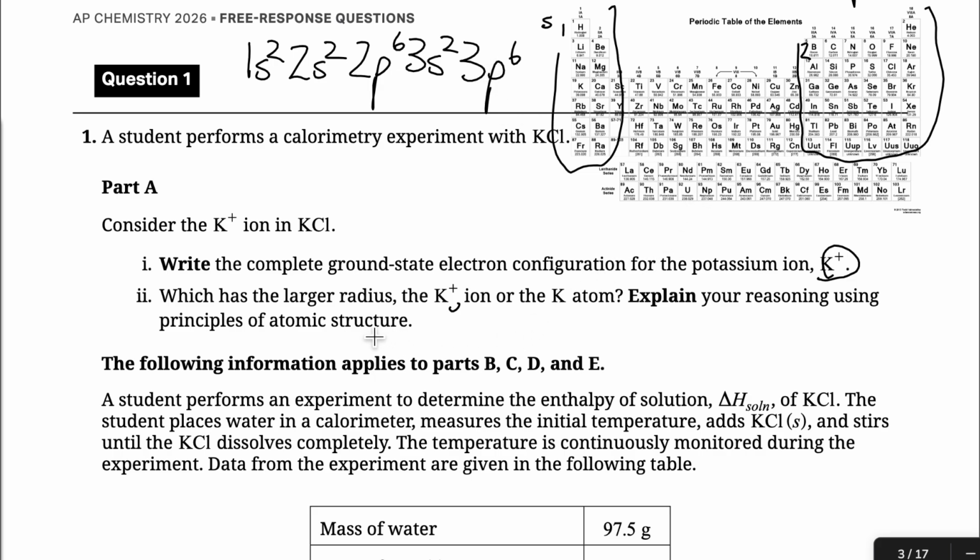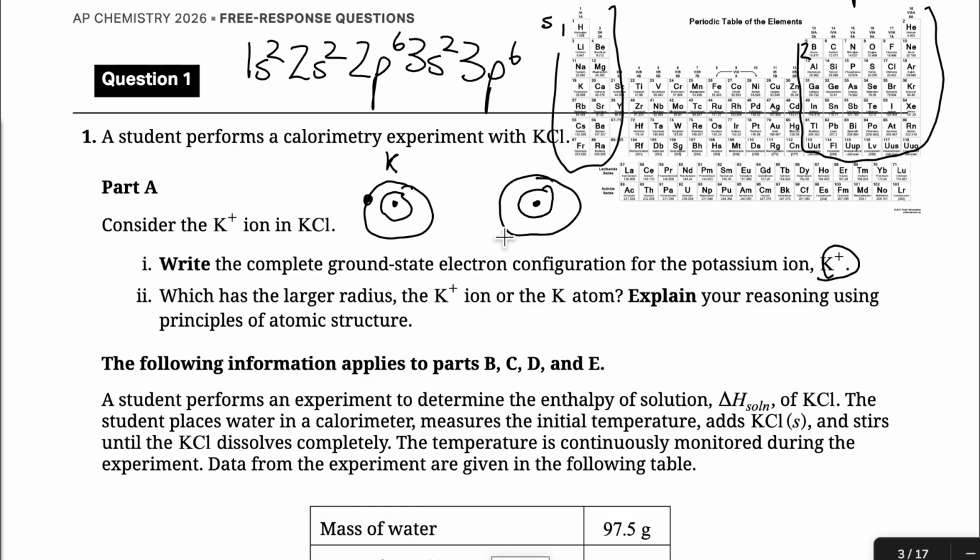Second asks you which has the larger radius, the K+ ion or the K atom, and then to explain. So you can make a Bohr model and then only focusing on the last layer of valence electrons, it would be something like this, where this is K, it has one valence electron because it's in group 1, and then K+ lost an electron, so it's going to look like this.